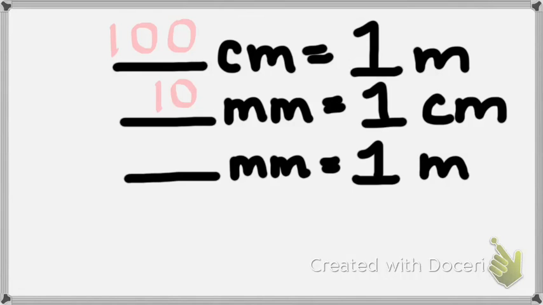Okay, now we can do math. I know you can. So everybody look up here. If it's 100 centimeters per meter and 10 millimeters per centimeter, how many millimeters are there in a meter? Would you multiply them? You would. You would multiply them. Jess is correct. So 1,000 is the answer.